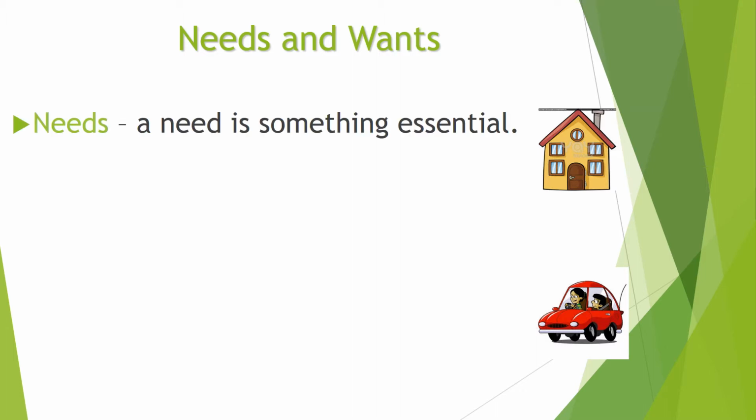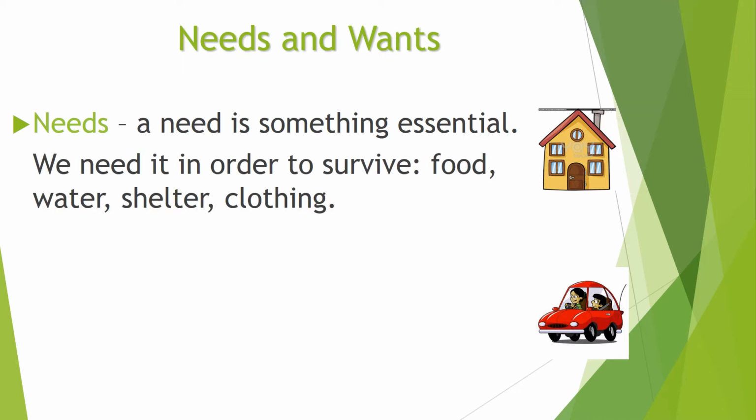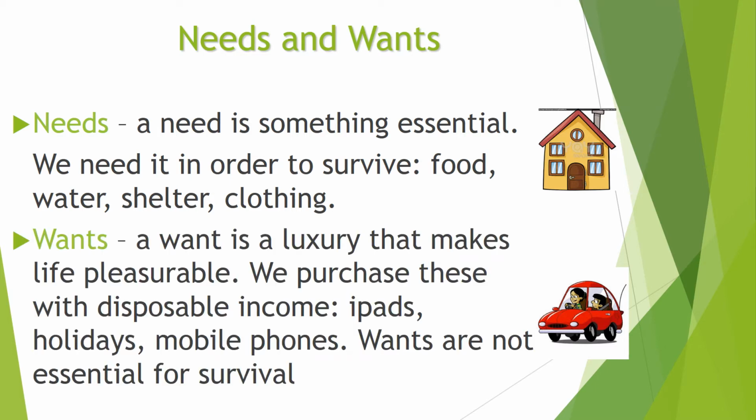We have essential goods and services, we call these needs, and we obviously need these in order to survive. For example, food, clothing, water, shelter. We're not talking about really big houses or expensive food. When we talk about these things, we're talking about our basics that keep us alive. Wants, on the other hand, are luxuries, and these make our life more pleasurable. We purchase these with income that we earn. For example, iPads, holidays, mobile phones. Wants are not essential for survival.